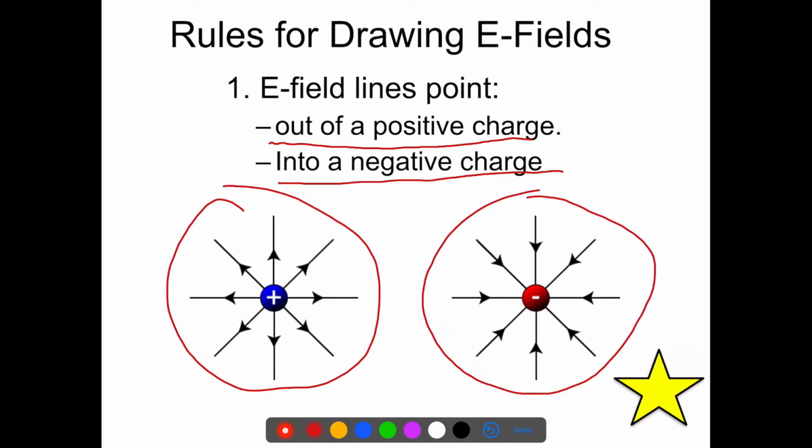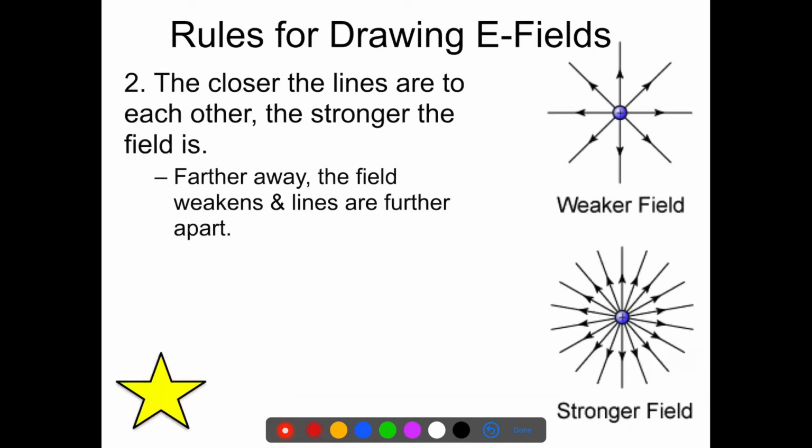So positive to negative. You just gotta ask yourself, where is the positive test charge gonna go? And the closer the lines are to each other, the stronger the field is. So if you look in close here, these are pretty close to each other, but as you get further away, there's much more distance. So that should make sense.